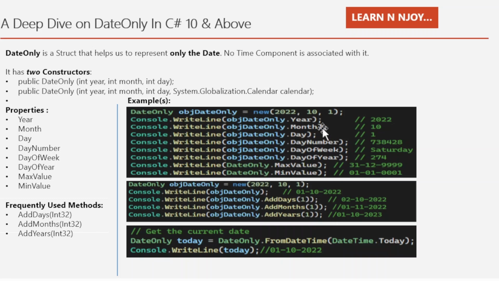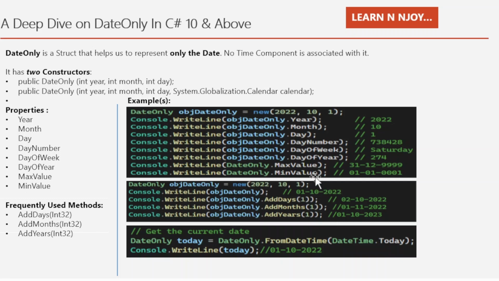And if you see the output here, if we try to access year, it gives the year only, 2022. For month, it is giving us 10. Day, it is giving 1. Day number, it is giving 738428. So this is the day number, right? Day of week, this is Saturday. Day of year, 274. And max value is 31 12 9999, and min value is 01 01 0001.